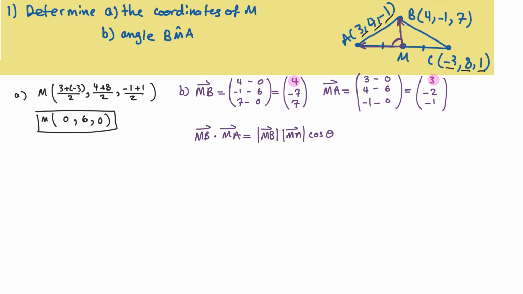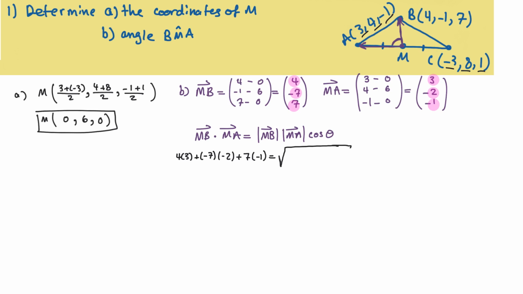So the x components, I'm going to multiply them, y components and z components, and then I'm going to add them all together. So I'm going to have 4 times 3 plus -7 times -2 plus 7 times -1 on the left-hand side. And for the right-hand side, I will need the magnitude of MB times magnitude of MA times the cosine of the angle between them. I can do everything in the same line here. Usually I do them separate, and I recommend that you practice both.